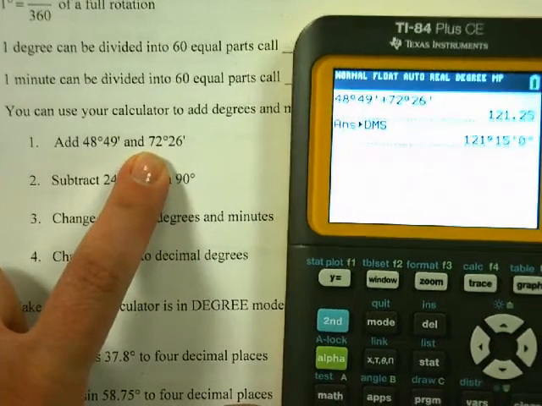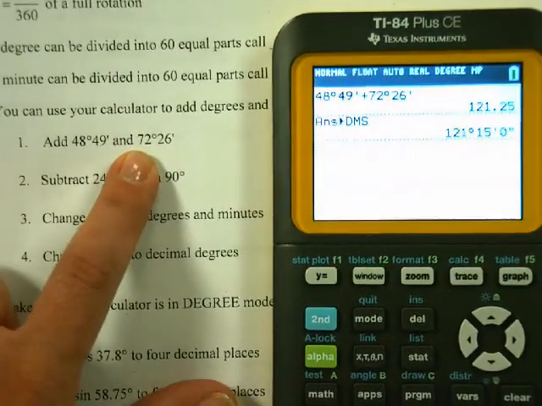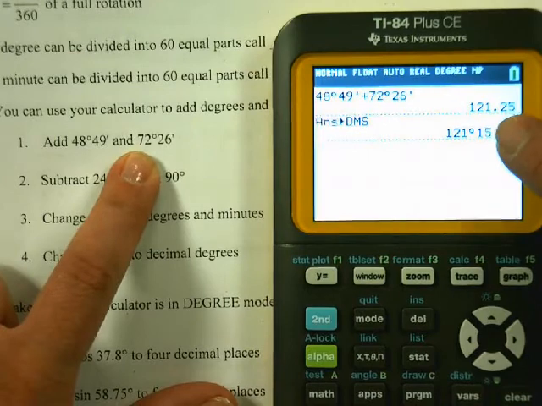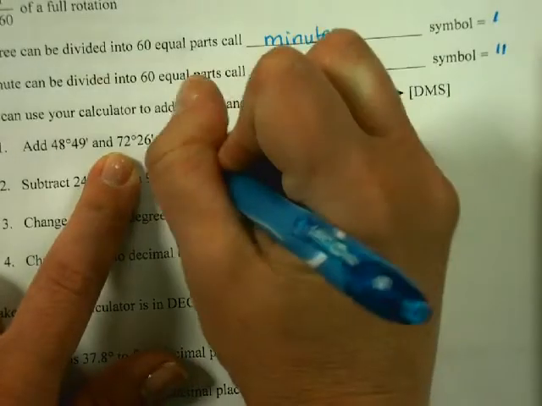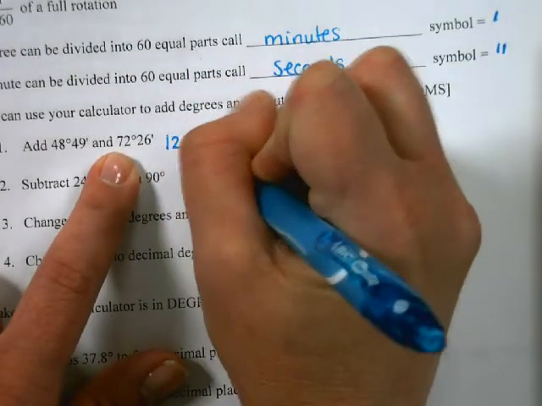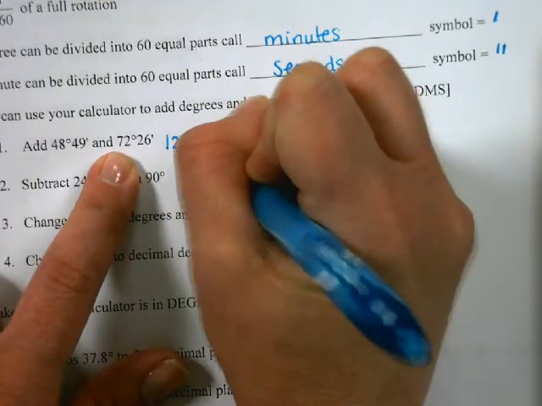Now, it'll give you seconds every time whether you want them or not. So really, we're just going to look at this part. So 121 degrees, 15 minutes.